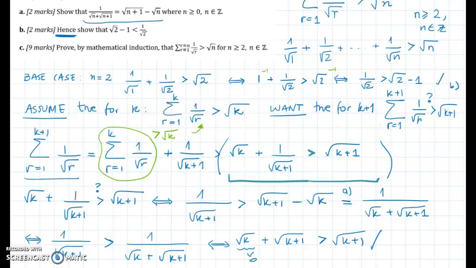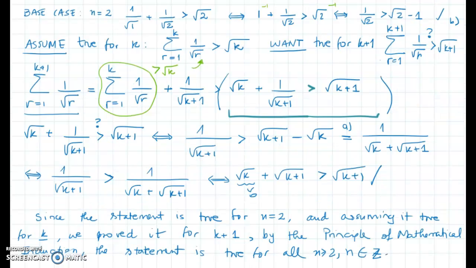Now we are almost done. We just need to write the conclusion. Since the statement is true for n equals 2, that was our base case, and assuming it's true for k, we proved it for k plus 1. By the principle of mathematical induction, we conclude that the statement is true for all integers greater than or equal to 2. And now we are done with the problem.